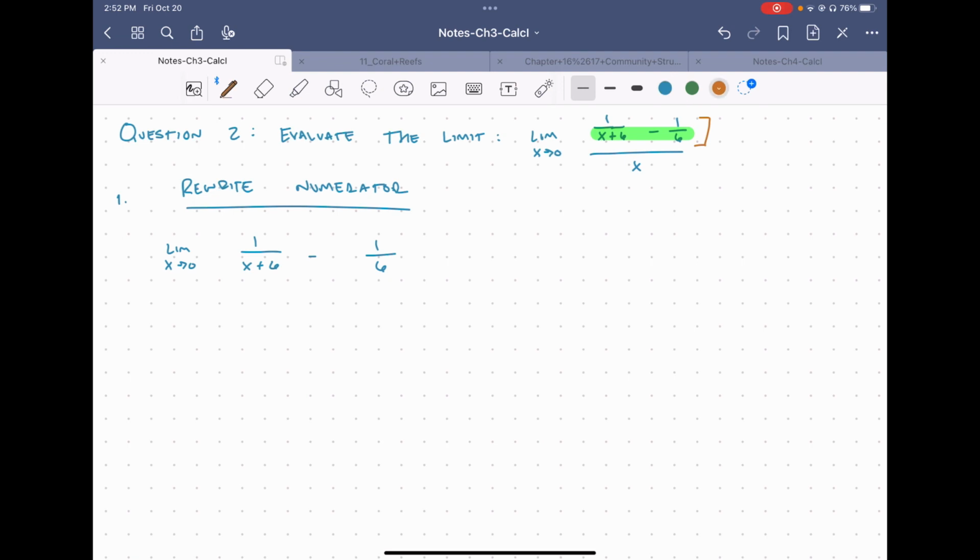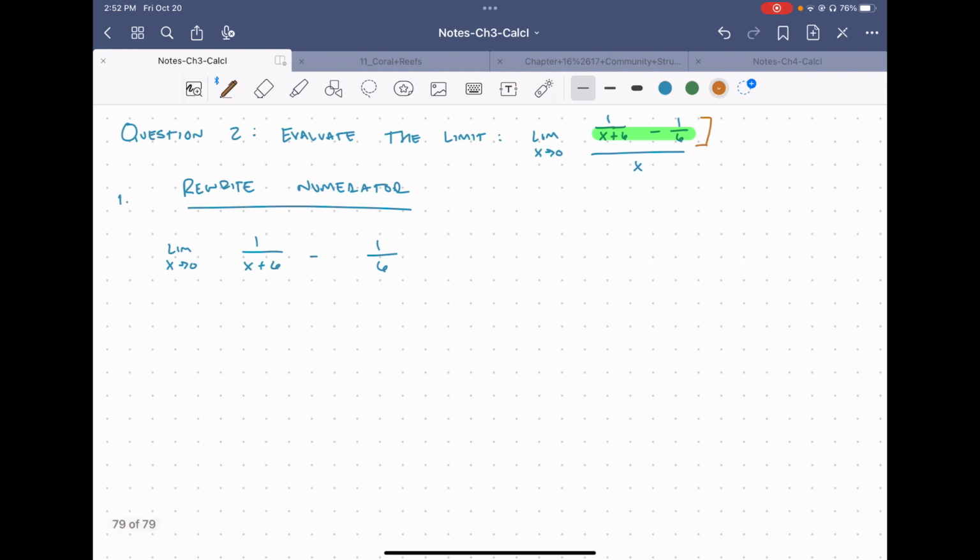Now I left my space again, so I will be able to multiply to get our common denominator. On the left term, we are missing a 6, and on the right term, we're missing an x plus 6. So we're going to go ahead and multiply those out. So 6 over 6 times x plus 6 over x plus 6. To write that out and multiply through, we have 6 over 6 times x plus 6 minus x plus 6 over 6 times x plus 6.